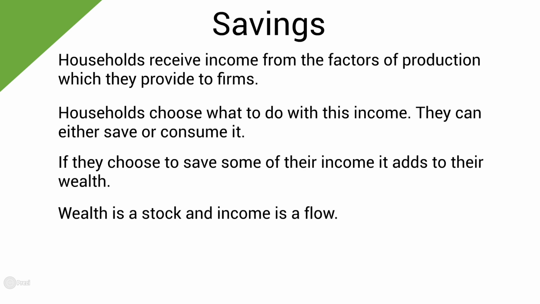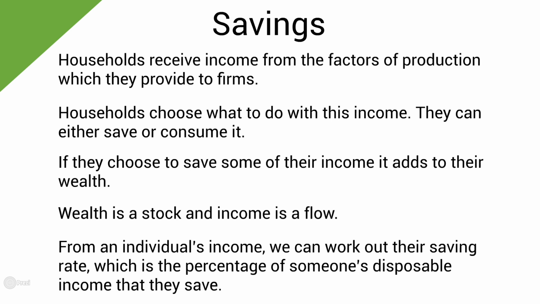Individuals can also consume part of their wealth and use it in consumption now, i.e. they can dissave. This would result in the wealth of individuals falling as they are consuming some of their wealth in this period. From an individual's income, we can work out their savings ratio, which is the percentage of someone's disposable income that they save. A low saving ratio means that there is a high level of consumption.